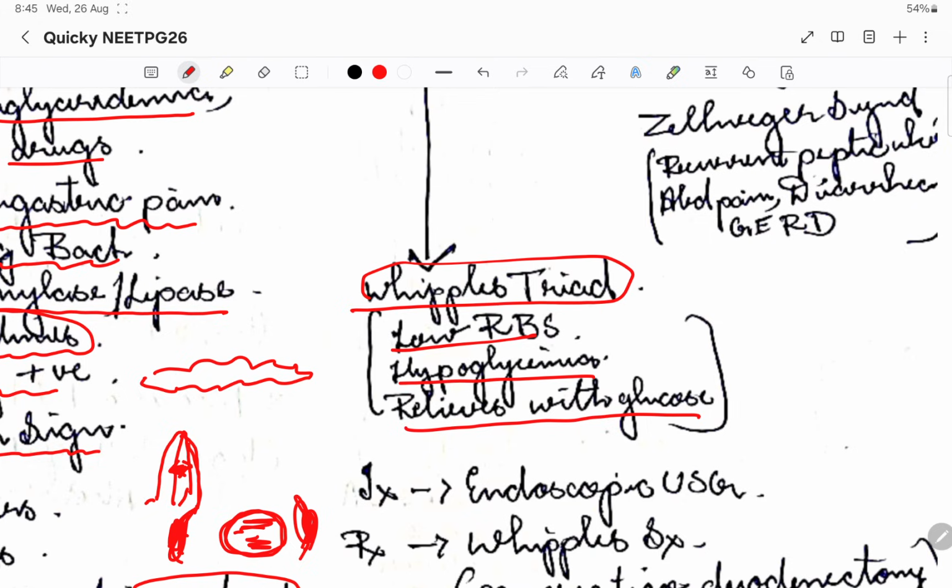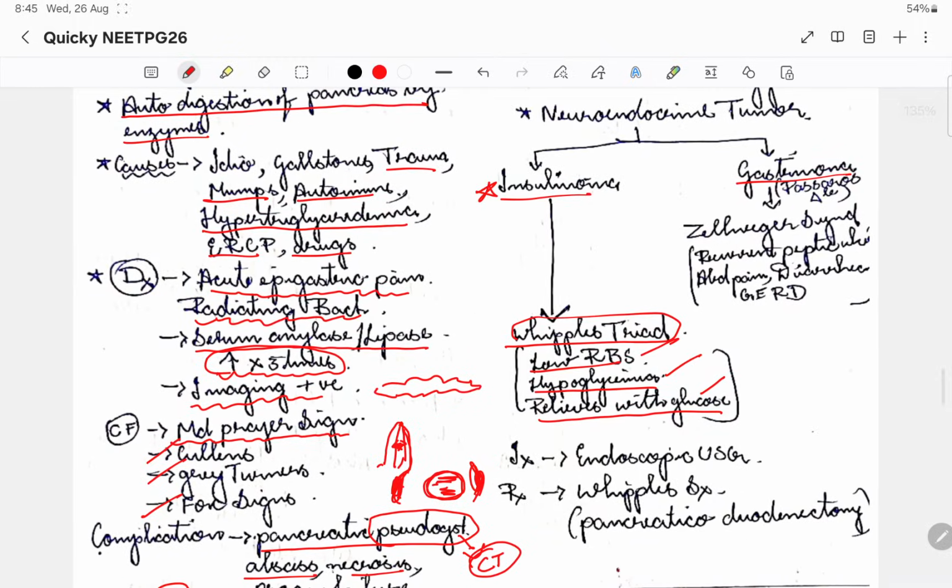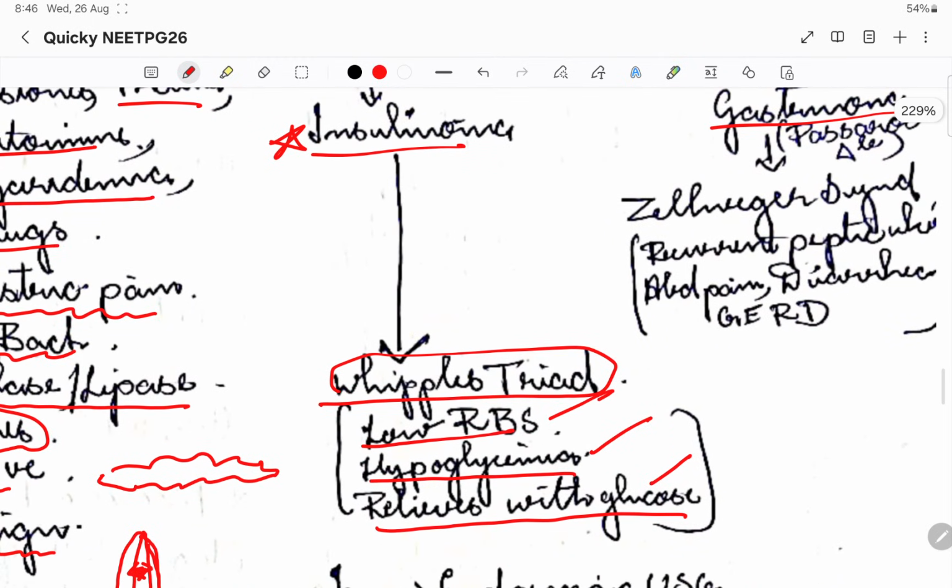So basically there is an issue with glucose. Low random blood sugar will be there. Because of that hypoglycemia, when we give glucose, the symptoms will be relieved. This is with respect to insulinoma, because too much insulin is causing too much surge of glucose into the muscles and other tissues, so there is no glucose at all in the blood. That is what is happening.